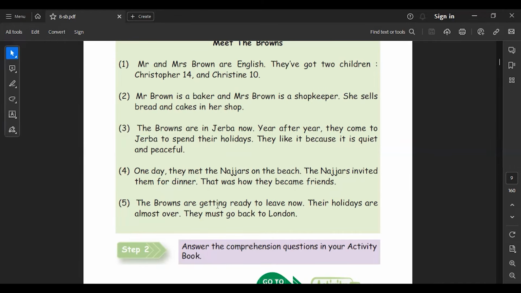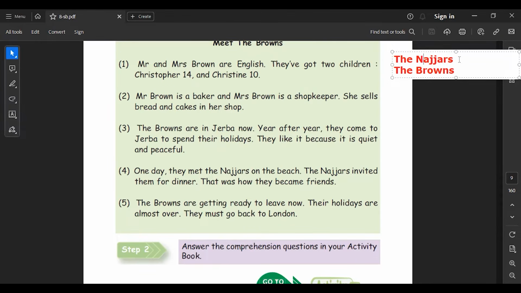The Browns are getting ready to leave now. Their holidays are almost over. They must go back to London. Now, what do you know about the whole text? So we have two families. We have the Najars and we have the Browns, okay. I need to know these two because they will run through all the coming lessons.